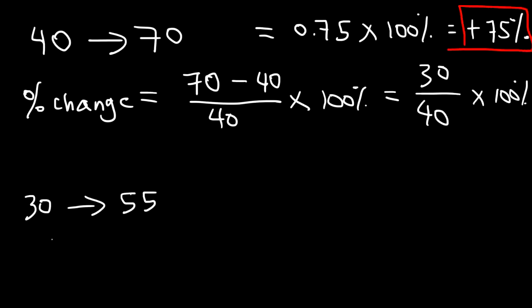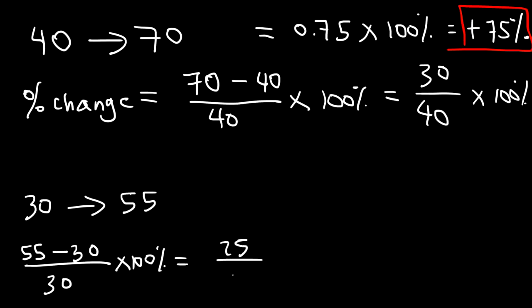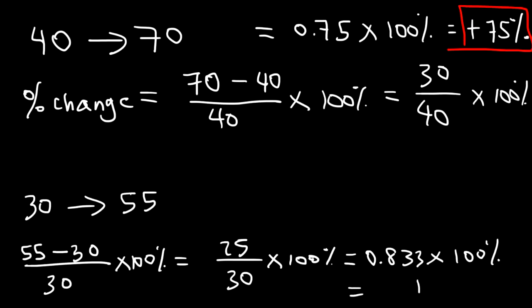So let's try the second example. The percent change is going to be the new value, which is 55, minus the original value of 30, divided by the original value, times 100%. 55 minus 30 is 25. And so we have 25 divided by 30. Now let's get the decimal value of that. If you type in 25 divided by 30 in your calculator, you should get 0.83 repeated. And then multiply that by 100%, and that should give you positive 83.3%. So that too represents a percent increase.